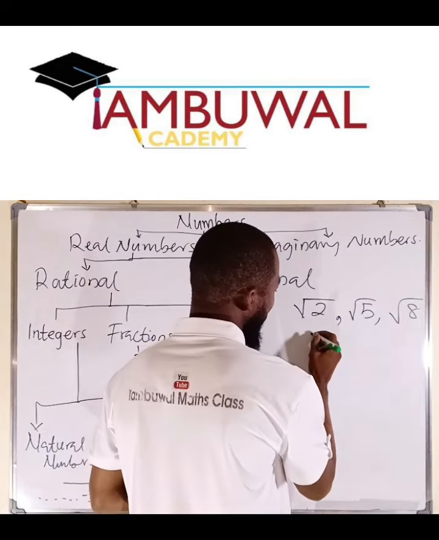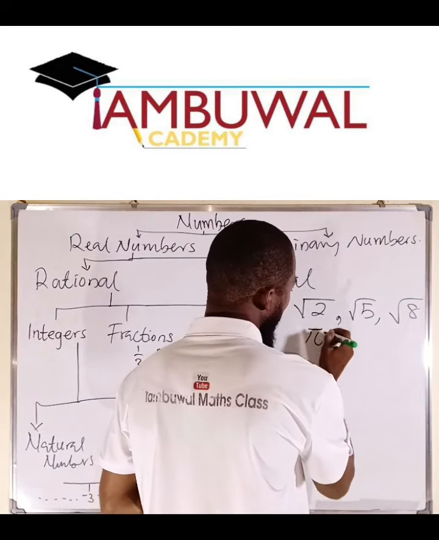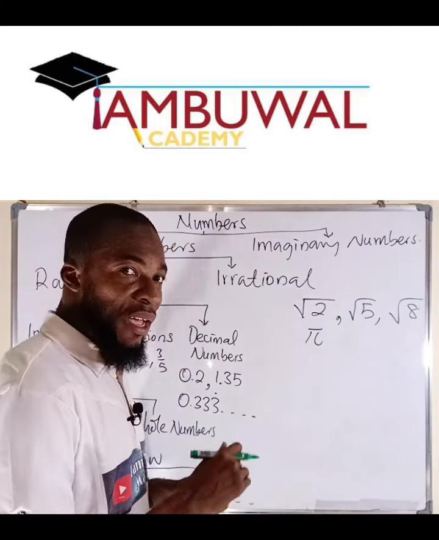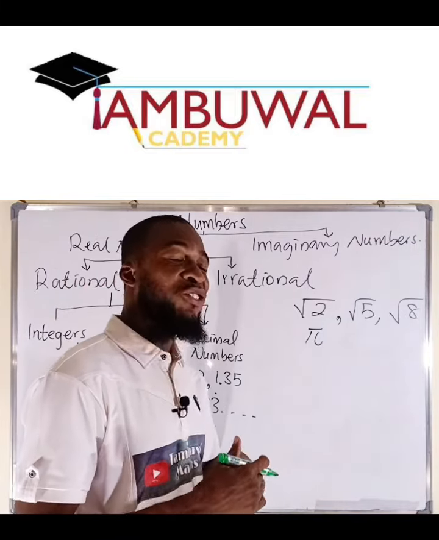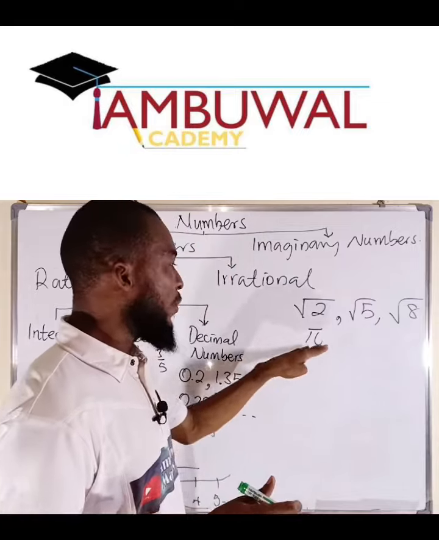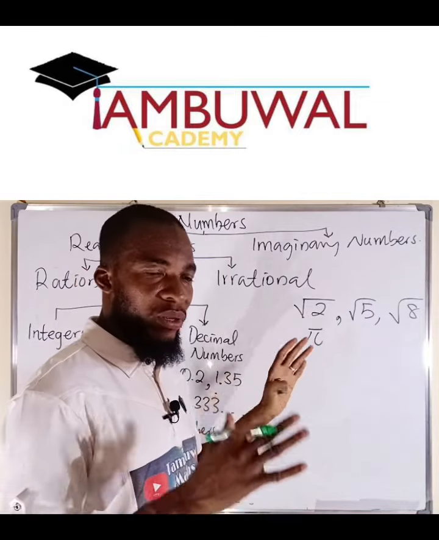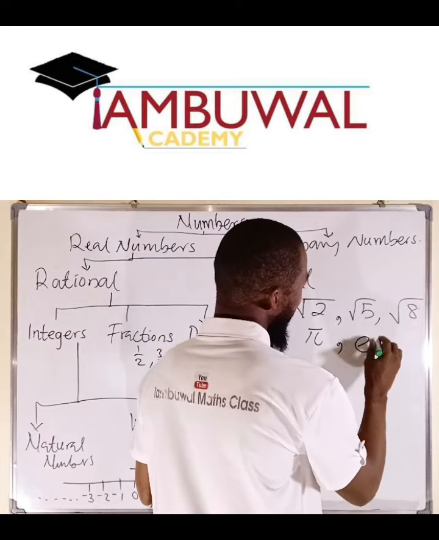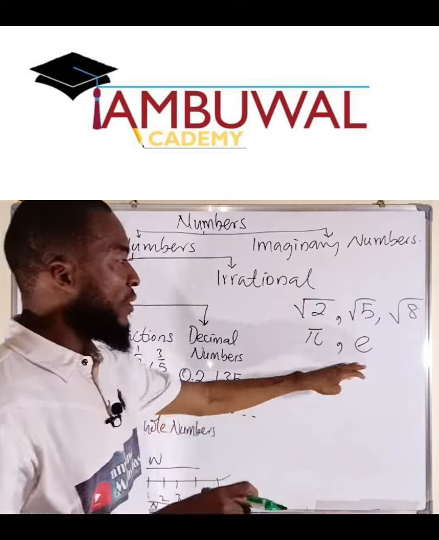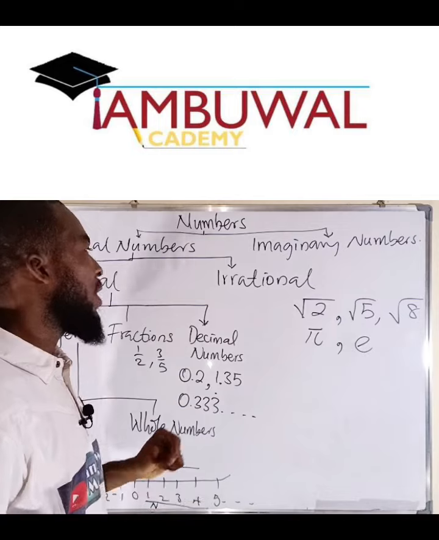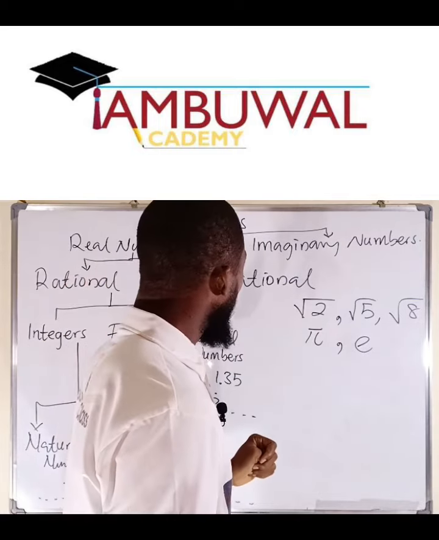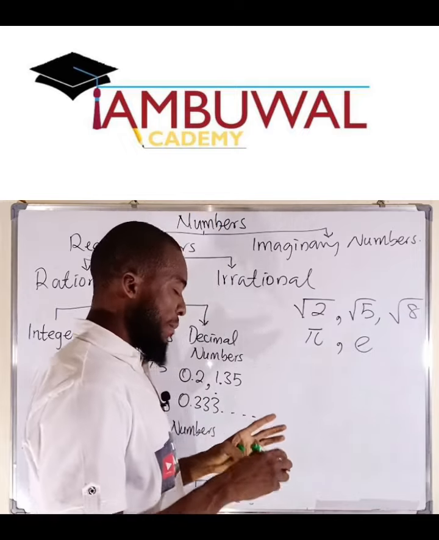Then pi. Pi is also non-rational, though we can write it as 22 divided by 7, which is just an approximated value of pi, but not exact. Another one, we may have e, which is also a non-rational number. It is regarded as an irrational number. Which other one again? We have so many of them.